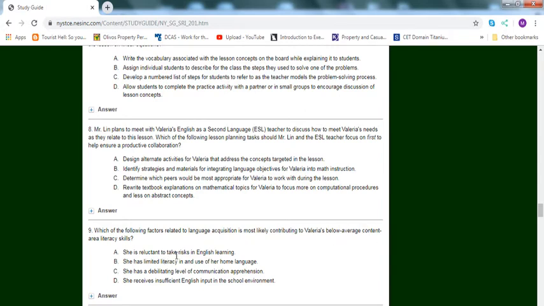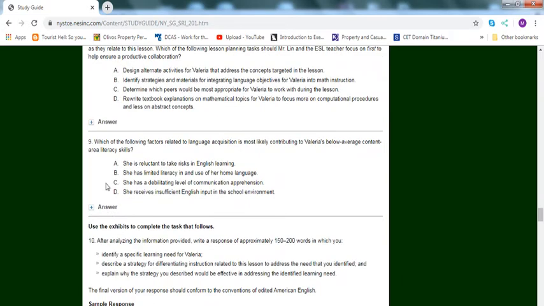So this is going to be about students. There might be about 2 or 3 students in ESL questions that they might want to know. These students are having problems. What can you do to help these students? What can the teacher do in the passage to help students? So obviously this question is about Valera's below average content area literacy skill. She's reluctant to take risks in English language.